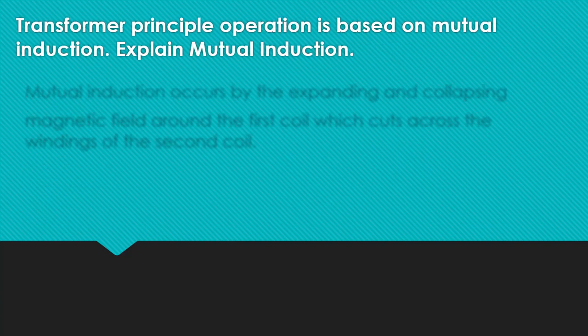Transformer principal operation is based on mutual induction. Explain mutual induction. Mutual induction occurs by the expanding and collapsing of the magnetic field around the first coil, which cuts across the windings of the second coil.